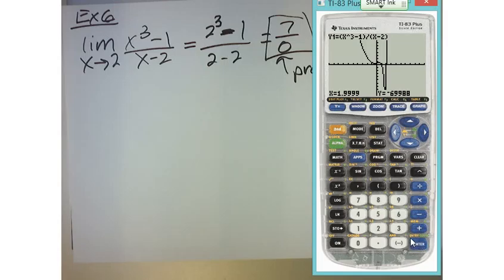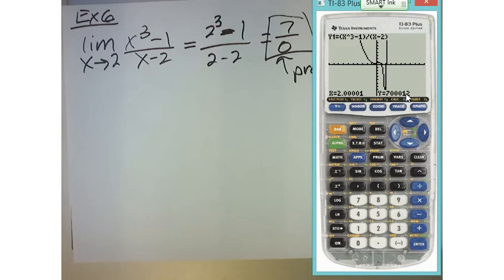But wait a minute. We have to look at it from both sides because I see some funny business going on over here. So let's plug in 2.01, just a little bit to the other side. Uh-oh. Now it's going the other way. Well, let's go a little bit closer to 2 and say 2.0001. Now I've got a really gigantic y value.